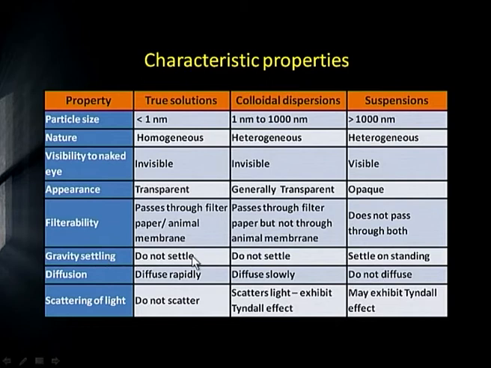In the case of true solutions, gravity settling is not possible. That is true even for the colloidal dispersions, but in the case of suspensions, gravity is able to settle the particles to the bottom of the vessel. We have already seen diffusion, that property that distinguishes true solutions, colloidal dispersions and suspensions. And one interesting property that we can now look at is the scattering of light. The atoms, molecules and ions are too small to scatter light, whereas the colloidal dispersions are able to scatter light, and we will see that when we discuss what is known as the Tyndall effect. Even suspensions may exhibit the so-called Tyndall effect.